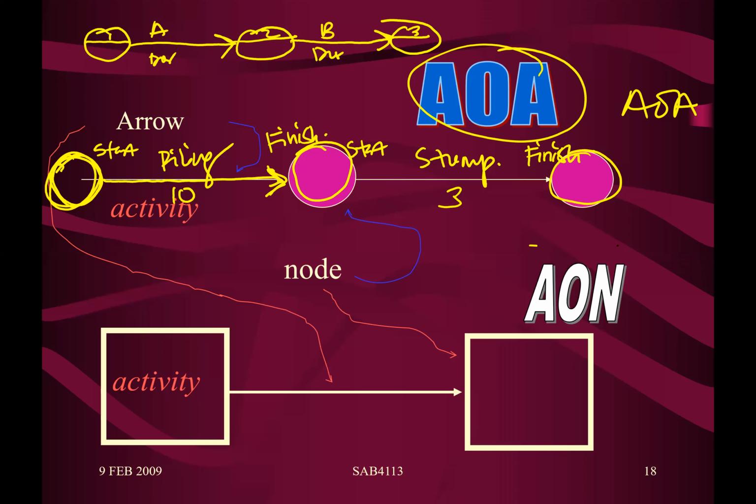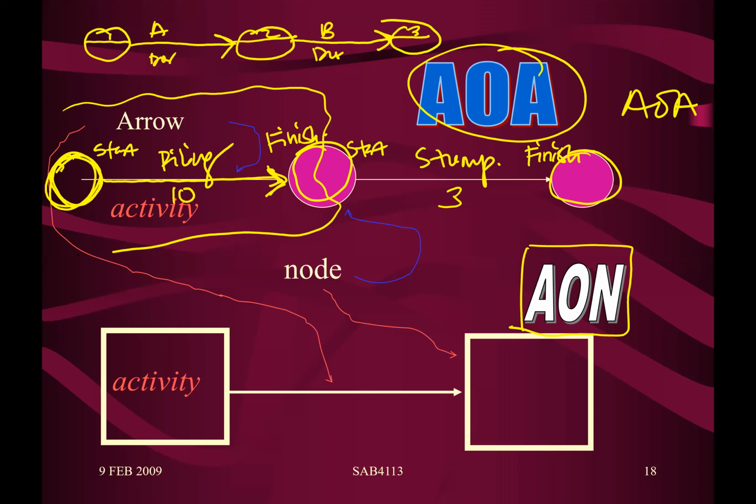Then AON. AON is a different way of drawing the network diagram, or graphic, I would say. As the name implies, in AON the activity is put on the node. So the box here, instead of a circle. Originally it was a circle, and circles are considered nodes. But in order not to confuse it with the AOA diagram, the circle has been changed into a square box. So this is also a node.